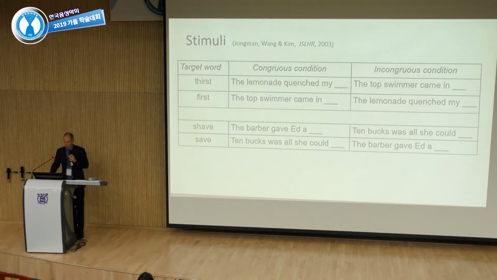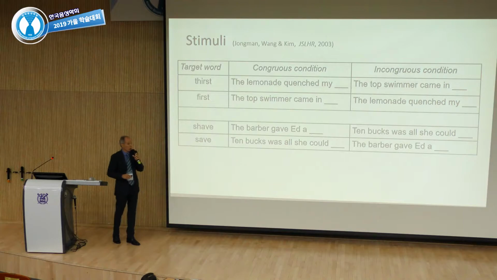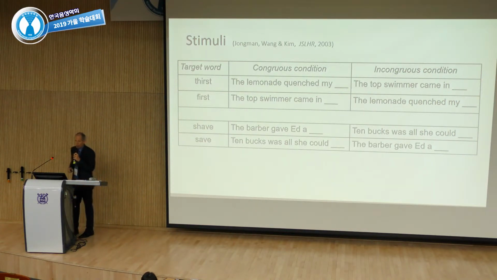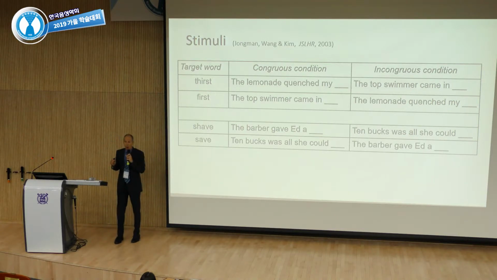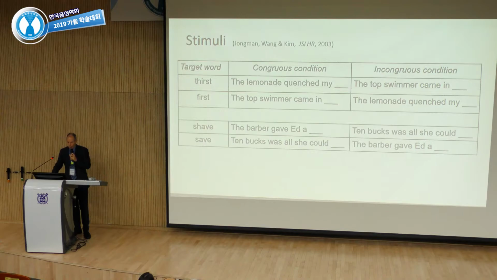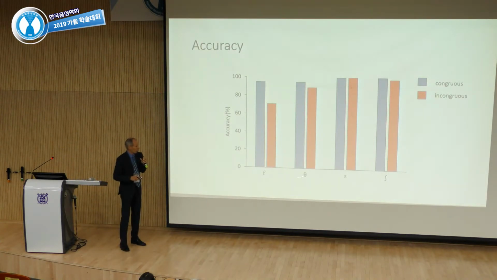So now, of course, the top swimmer came in thirst would not be a semantically congruous sentence. Okay, so in our experiment then, our listeners would hear these sentences and they just had to report what was the fricative of the final target word that they heard. When we look at their results, here we have accuracy, okay, for each of the 4 different fricatives, depending on whether they were presented in a semantically congruous or incongruous condition.